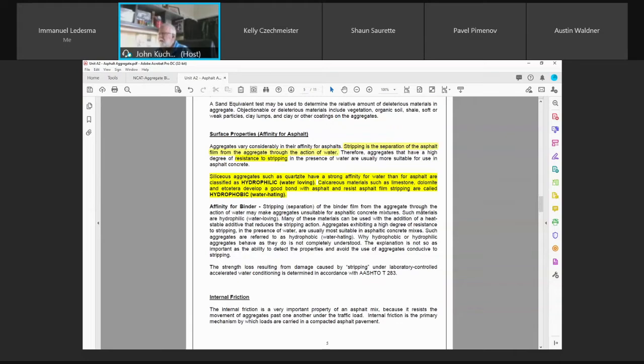Stripping of the binder film from the aggregate through the action of water may make aggregates unsuitable for asphaltic concrete mixtures. Such materials are hydrophilic. Many of these materials can be used with the addition of a heat-stable additive that reduces the stripping action. There are commercial products out there, but the most common is lime.